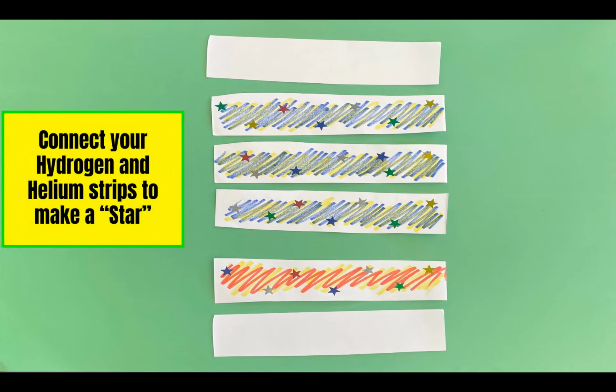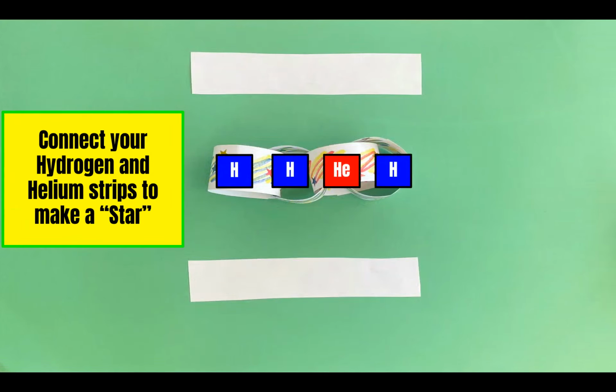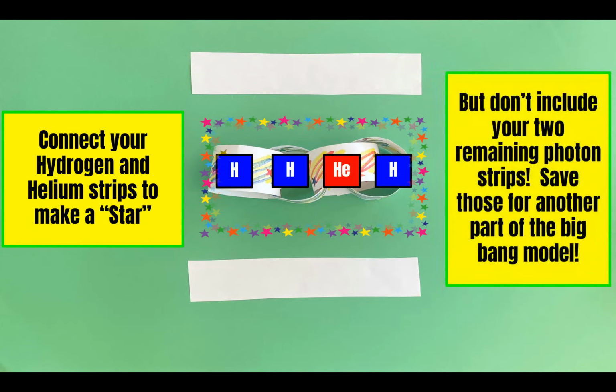Then we're going to take our matter strips, our hydrogens and heliums, and link them together to make a star. So now we have hydrogen and helium linked together to make a star. This shows that matter is trapped inside of stars in the appropriate percentage. We have 75% hydrogen, 25% helium, and we still have photons floating around on the outside that are not yet part of our system.